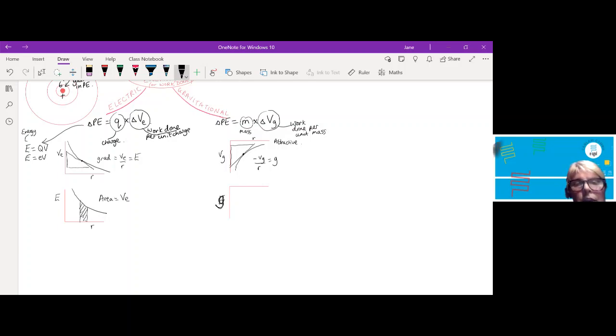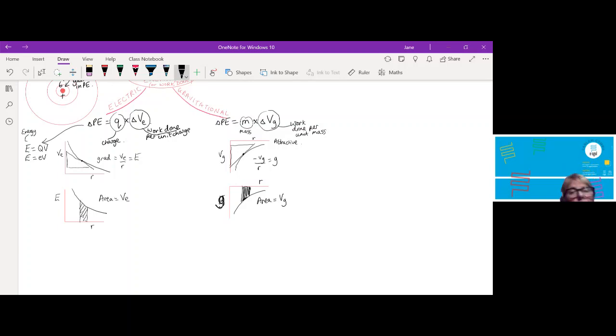I'm meaning G here. Gravitational field against R, and I look at the area underneath, i.e. between the line and the axes, that will give you the area, and that's equal to the potential, gravitational potential.